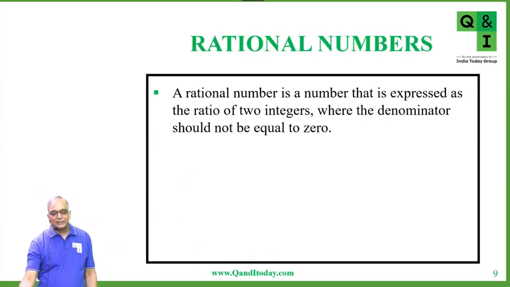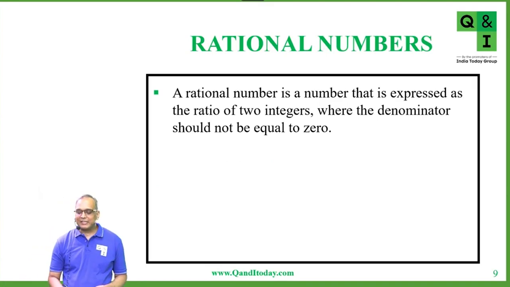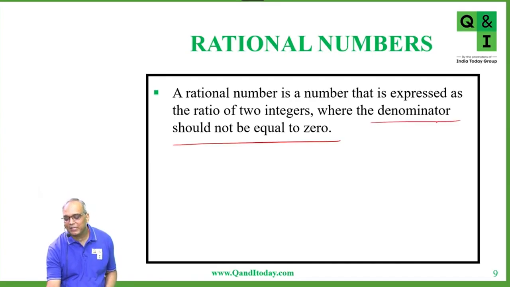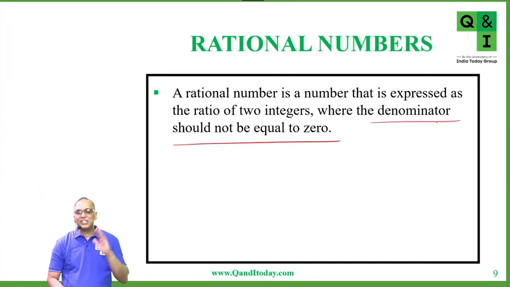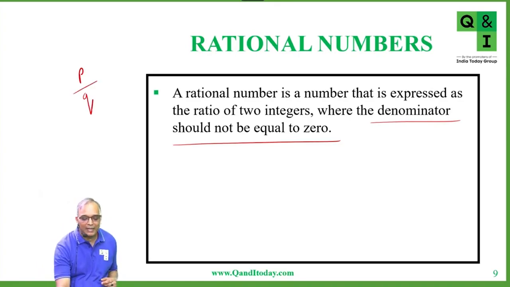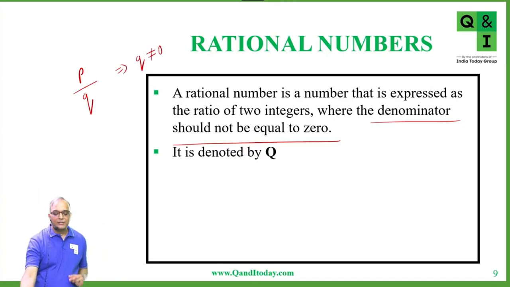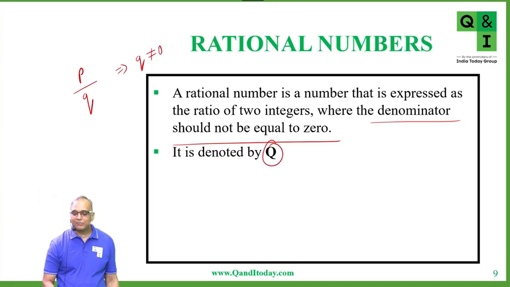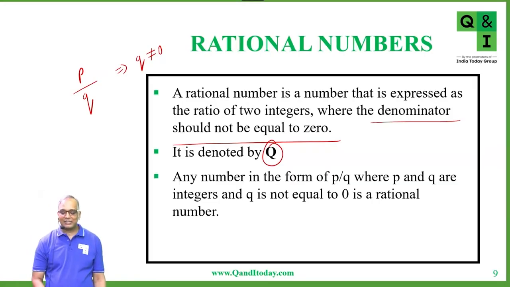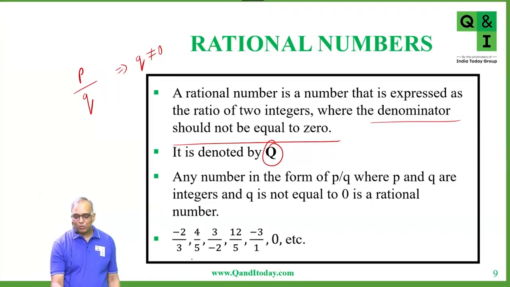Now, rational numbers. What are rational numbers? A rational number is a number that is expressed as the ratio of two integers where the denominator should not be equal to 0. So a rational number is a ratio of two integers, right? So it can be of the form p by q. Now denominator not equal to 0, that means q is not equal to 0. Okay, so it is denoted by capital Q. Examples of rational numbers are minus 2 by 3, 4 by 5, 3 by minus 2, 12 by 5, minus 3 by 1, 0, etc.